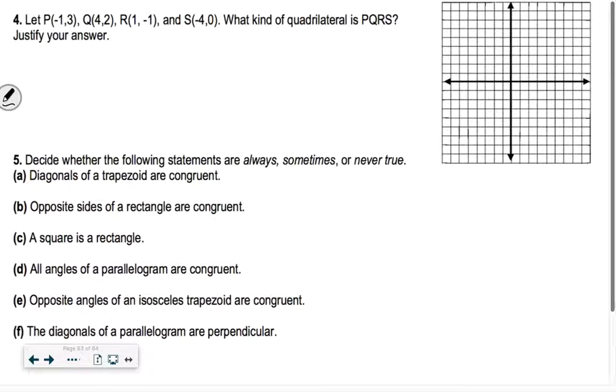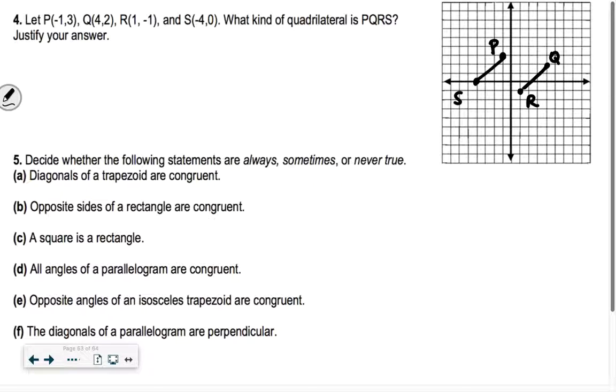All right, another coordinate proof one. I know you guys love these. So go ahead and find your points. We have -1, 3. That's going to be P. We have Q as 4, 2. We have R as 1, -1. And we have S as -4, 0.